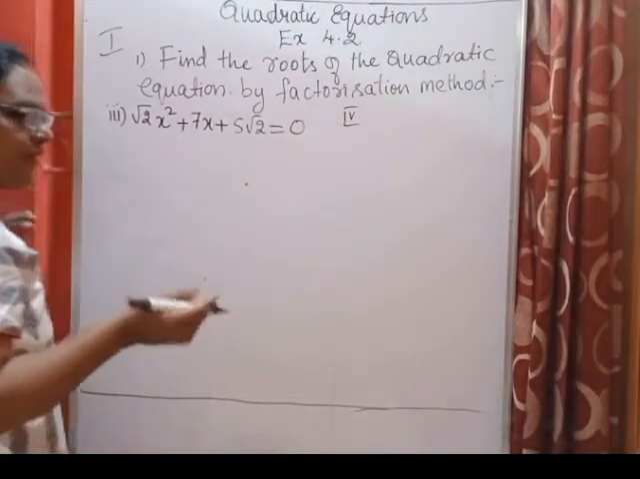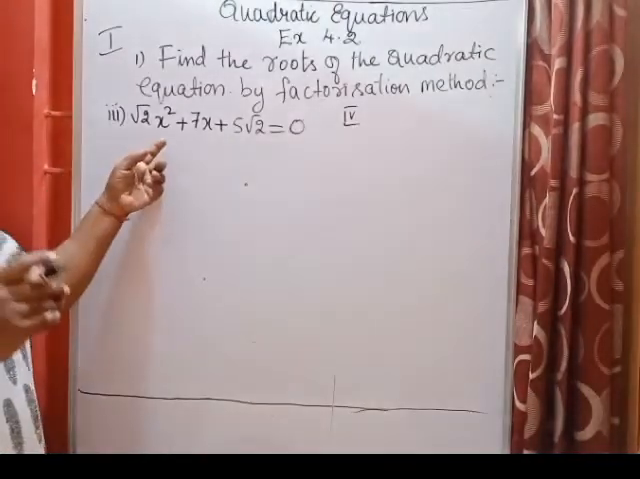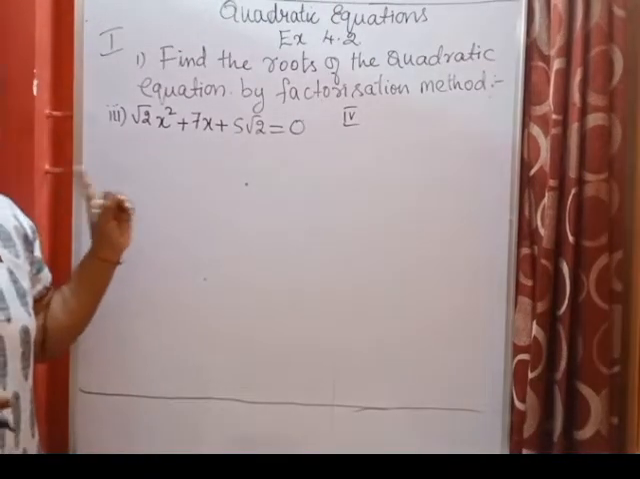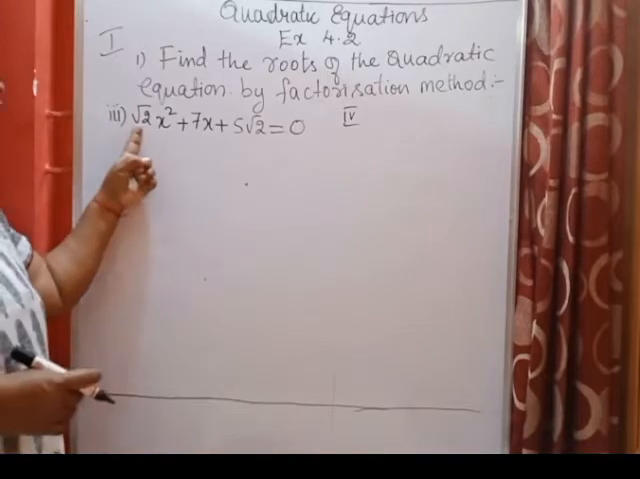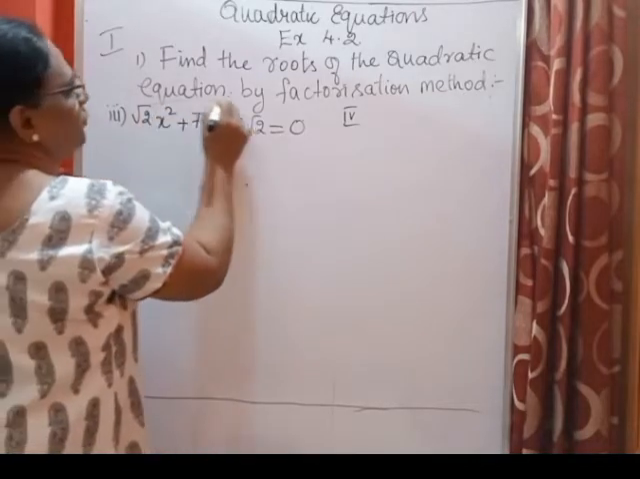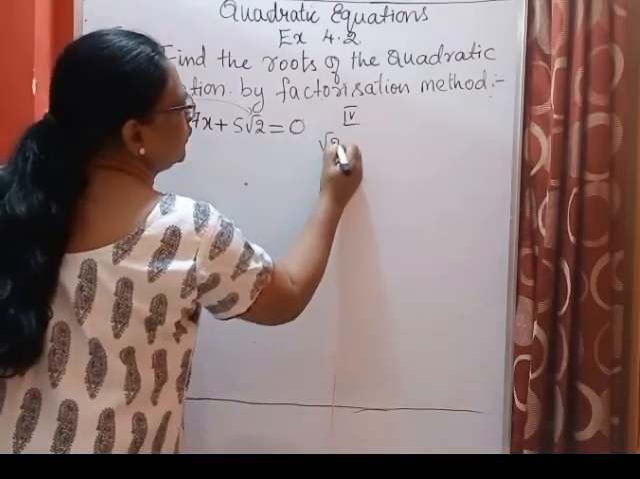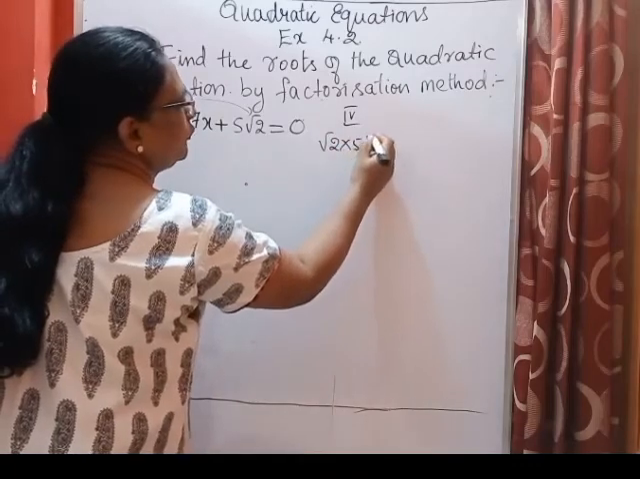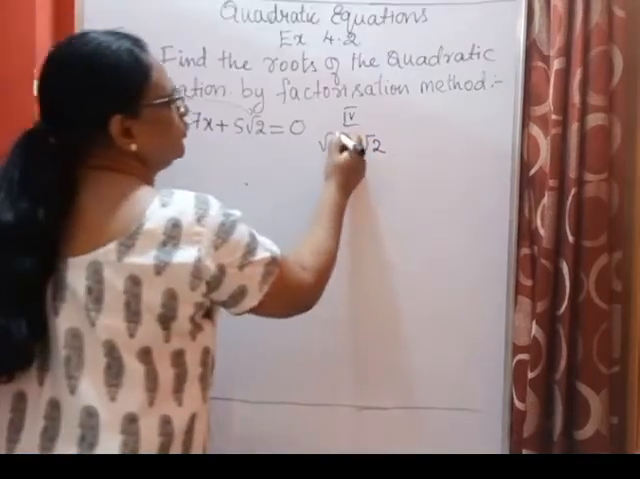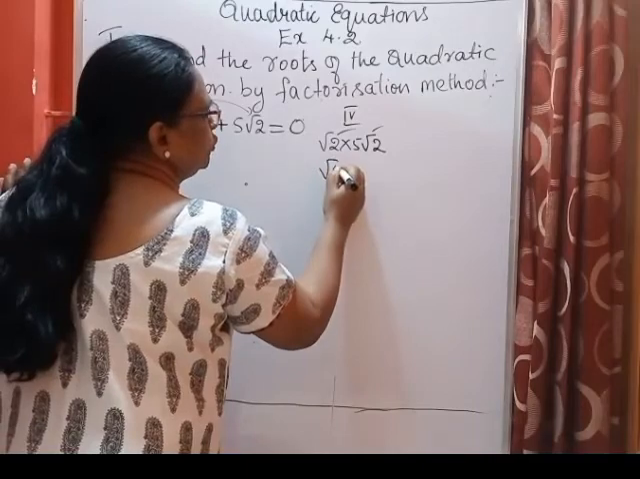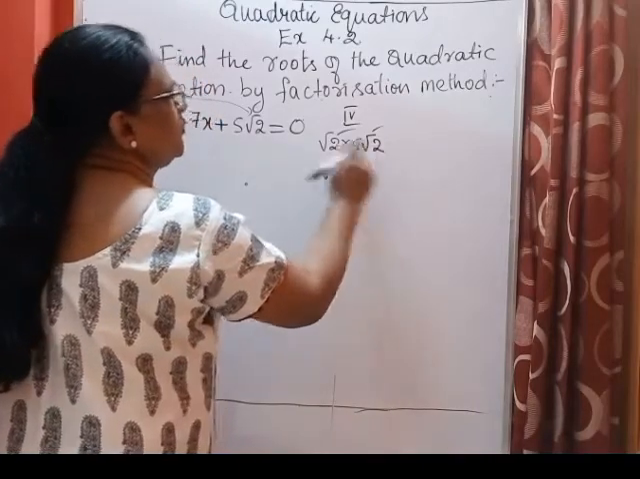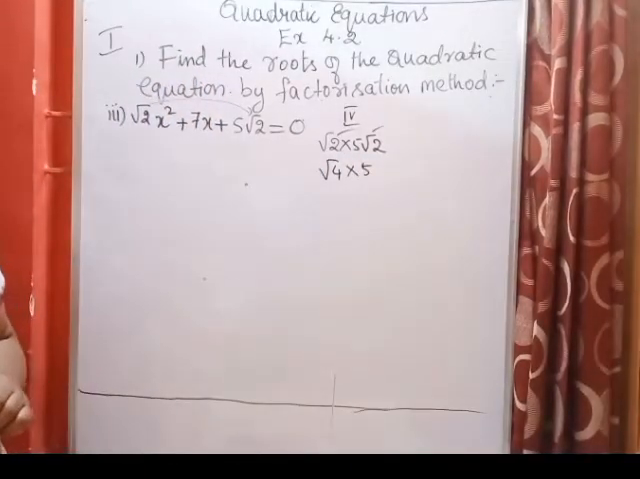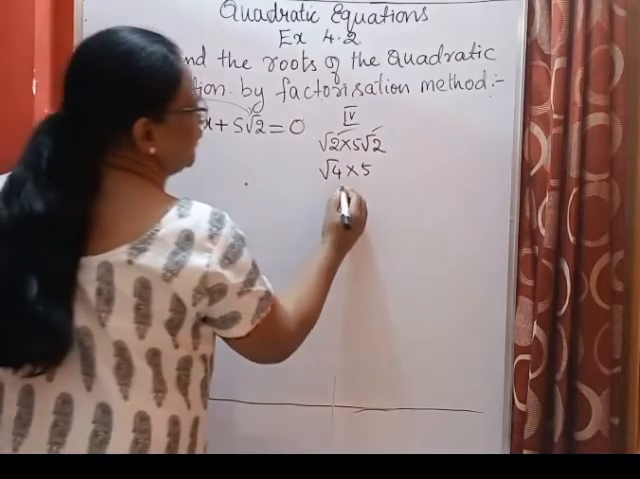First, as usual, what rules I have told you, check whether the coefficient of a is 1 or not. No, it is not 1. It is root 2. So you have to multiply root 2 and 5 root 2. Root 2 into 5 root 2. You know that root 2 into root 2 is nothing but root 4. Just multiply because both have the square root. Root 4 is nothing but 2.